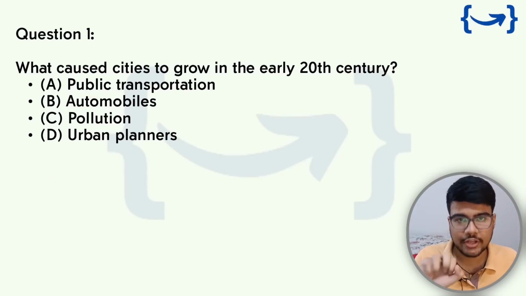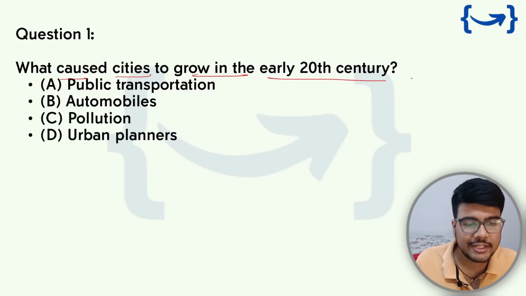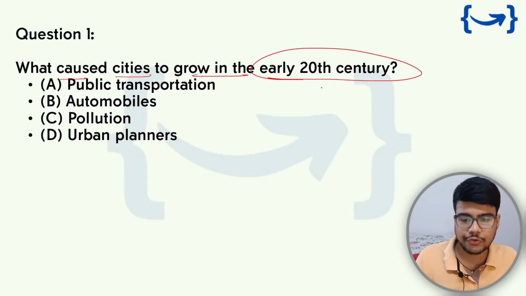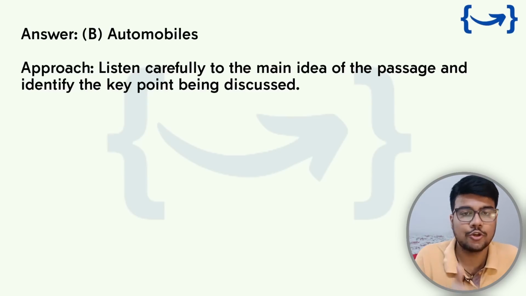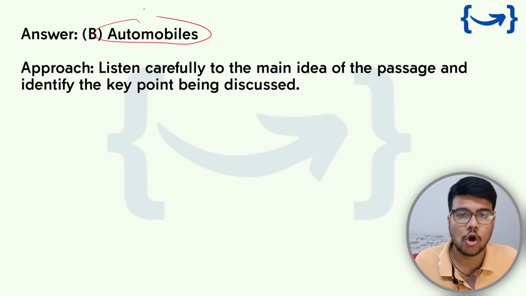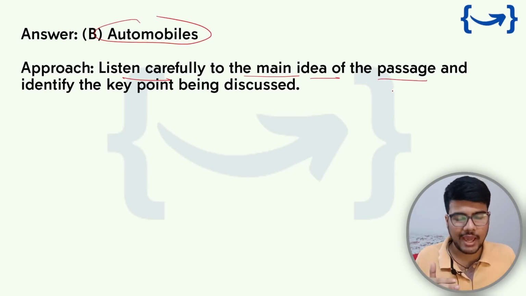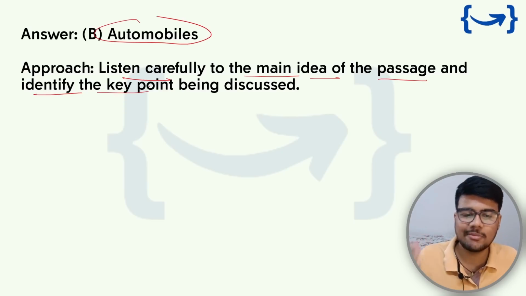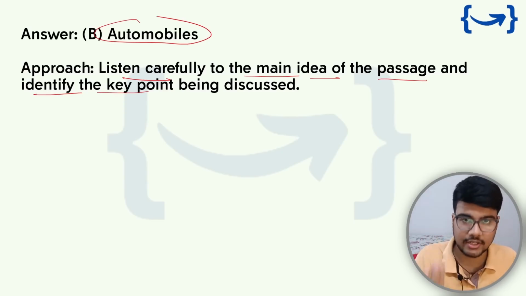Okay. Now, the very first problem would be: what caused cities to grow in the early 20th century? So if you heard the whole paragraph in a proper manner, I would say you marked your option as B, which is automobiles. So listen carefully to the main idea of the passage and identify the key point being discussed. Okay, because there the question will not be repeated. You need to listen to it once and try to mark the correct options.